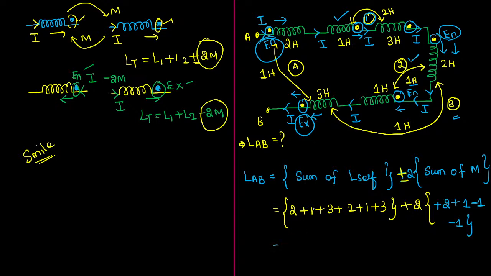So what can be the resultant answer? 2 plus 1, 3, 3 plus 3, 6, 6 plus 3, 9, 9 plus 3, 12, plus 2 into, in brackets, -1 plus 1 will get cancelled, plus 2 minus 1 will give you only 1. So the overall value is 12 plus 2, which becomes 14 Henry.